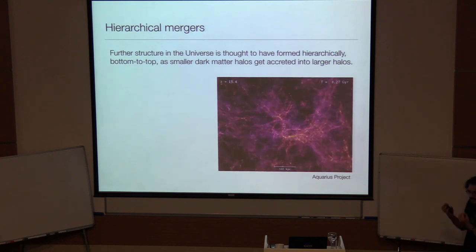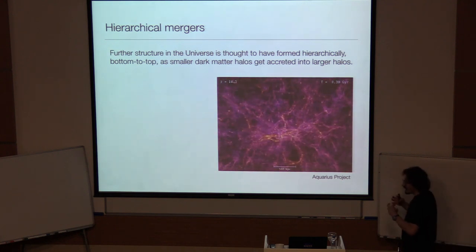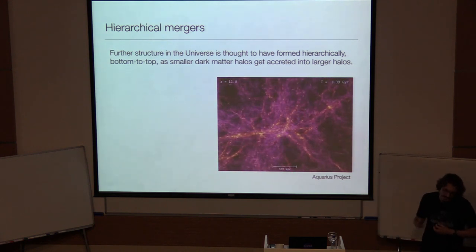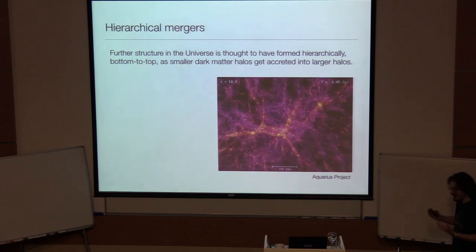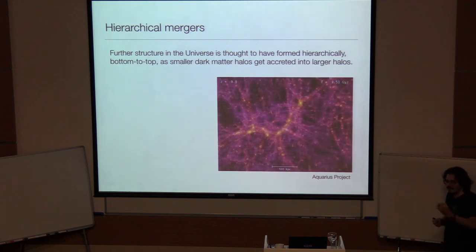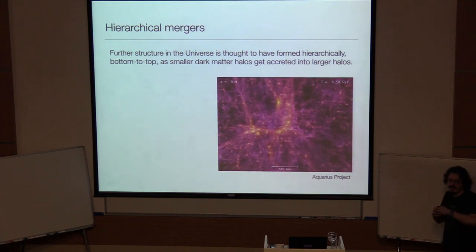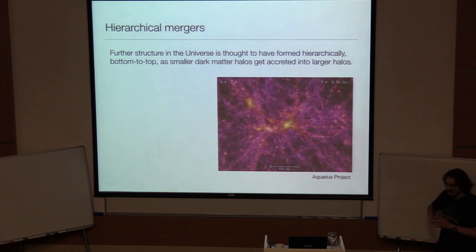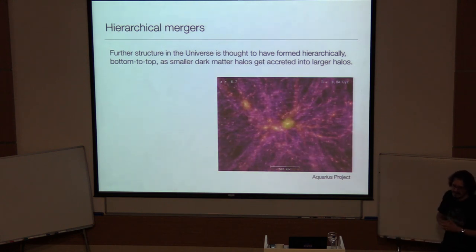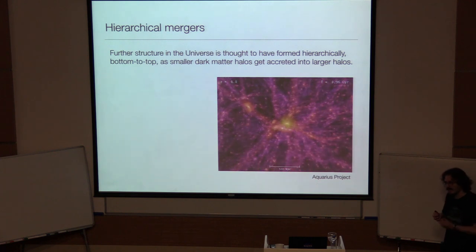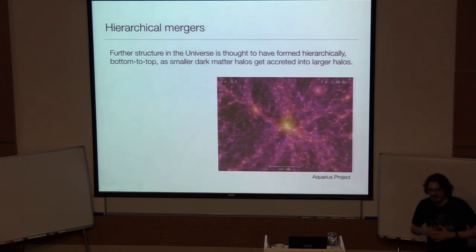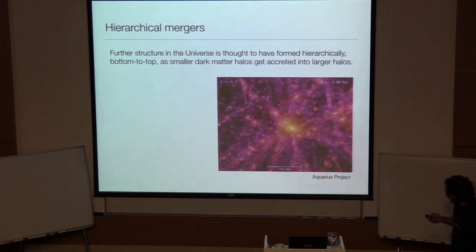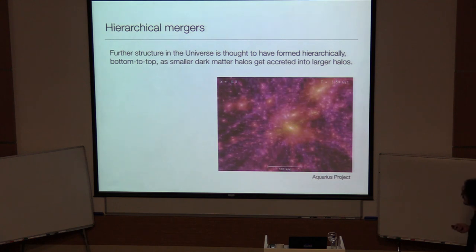So the smallest clumps gravitationally collapse first, and then they're accreted by larger and larger halos. And at the end of the day, you have halos in halos in smaller halos, and this basically is a hierarchical process. And as smaller halos get eaten or accreted by larger halos, the smallest of these actually just get dynamically disrupted due to tidal friction. I won't really go very much into these because I really don't have time.